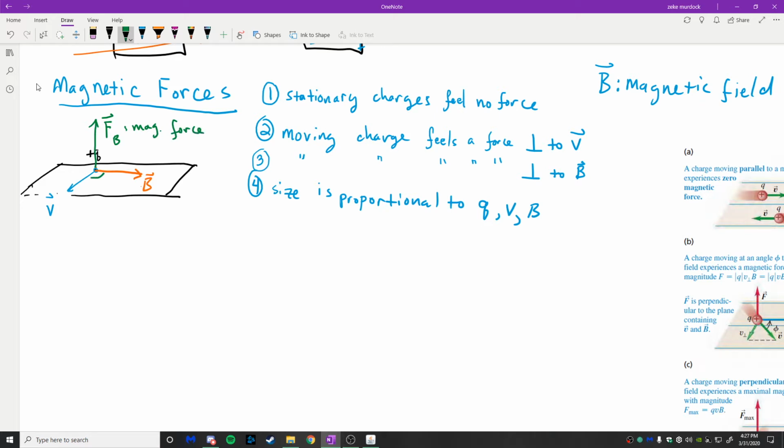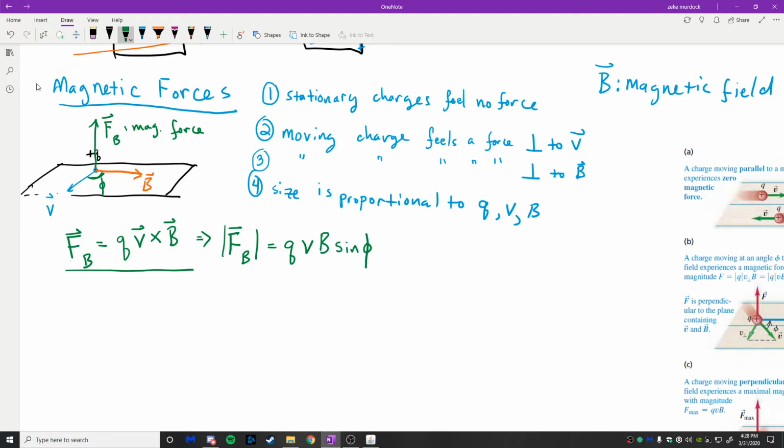Then if we define the angle between the velocity vector and the field to be phi, we can define this in a more general sense. The magnetic force is equal to the charge times the velocity crossed with the magnetic field. This is the cross product. To remind you, to find the magnitude of the force, I take Q times the magnitude of the velocity times the magnitude of the magnetic field, B, and multiply by the sine of the smallest angle between the two of them. These are the two different ways we can describe the magnetic force.